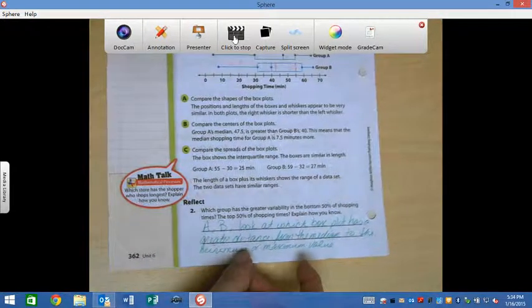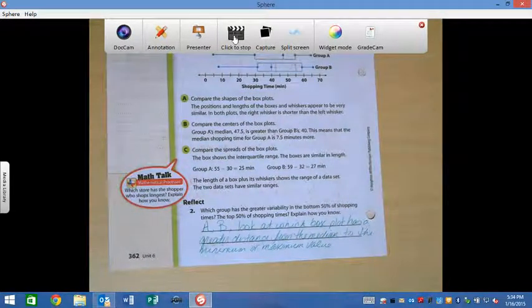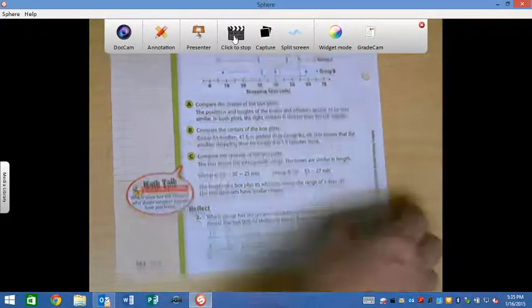For number 2 on the bottom, which group has a greater variability in the bottom 50% of shopping times? That would be group A. The top 50% of shopping times, that would be group B. All you had to do is look at which box plot has a greater distance from the median to the minimum for the left side or the maximum for the right side. Remember, the left side is your bottom 50%, your right side is the top 50%.